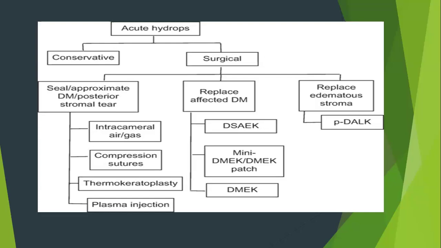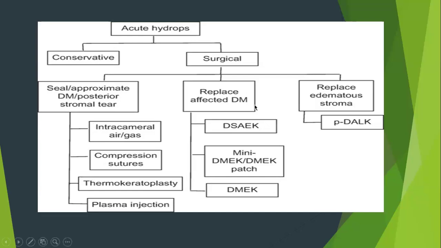And we can do plasma injection. It is seen that by injecting plasma, number one, it provides mechanical support to the tear. Also, it has growth factors which promote the migration and regeneration of endothelial cells. So sometimes we can do plasma injections as well. Okay, so if you want to seal the Descemet's membrane, we have these options.